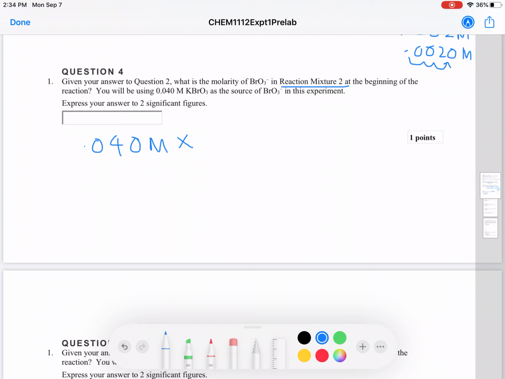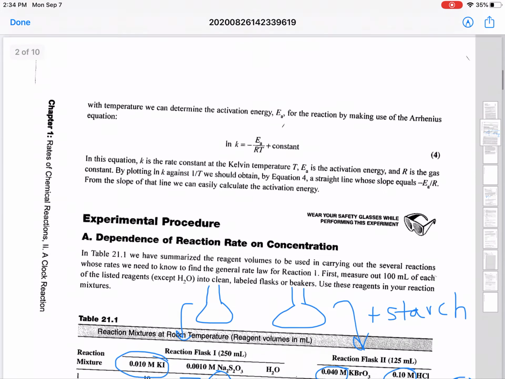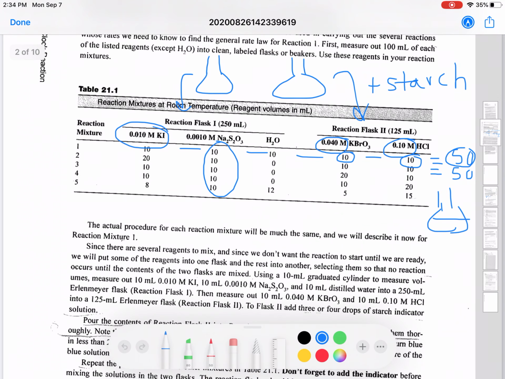What is the amount of potassium bromate we are using? We can refer to the table, and there would again be 10 milliliters of potassium bromate you are using in reaction mixture 2. Let me show you that. Reaction mixture 2, potassium bromate, do you see that it is 10 milliliters? That's the amount, so this is the table you're going to refer to.